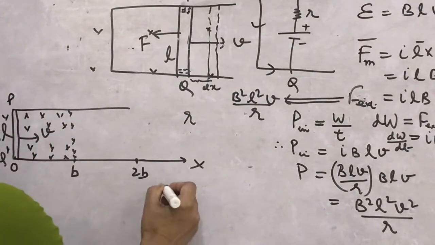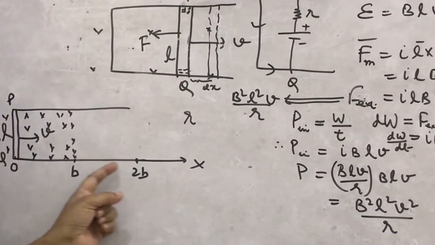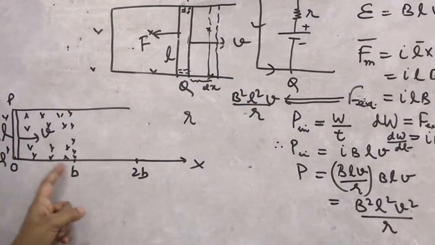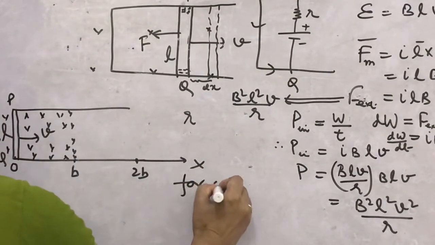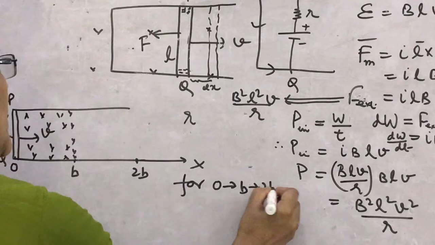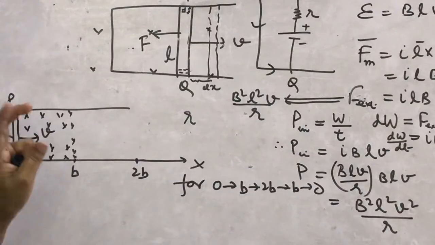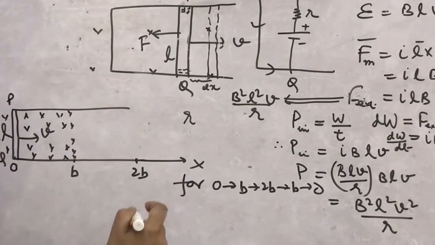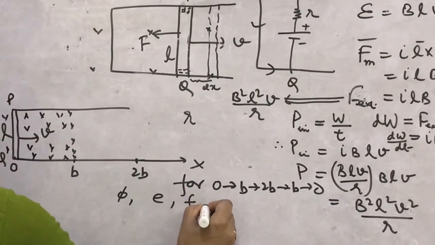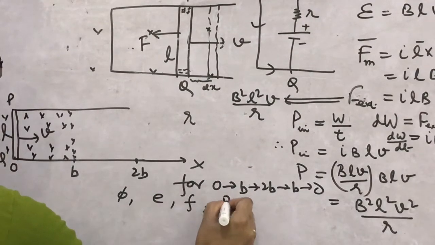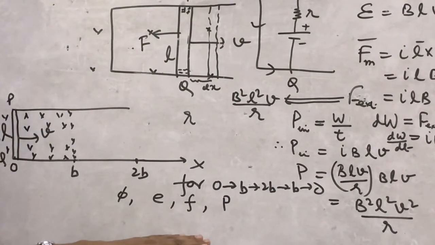The question is asked that if this rod is moving from O to B, then B to 2B, then again 2B to B and B to O, what will be the graphical expression for flux, EMF, external force or the force acting on the rod, and the power dissipated? Plot the four graphs. This question has been asked in the board examination.